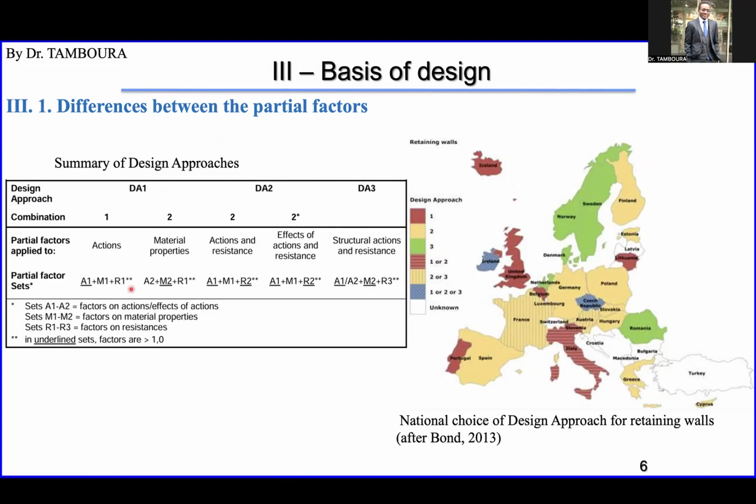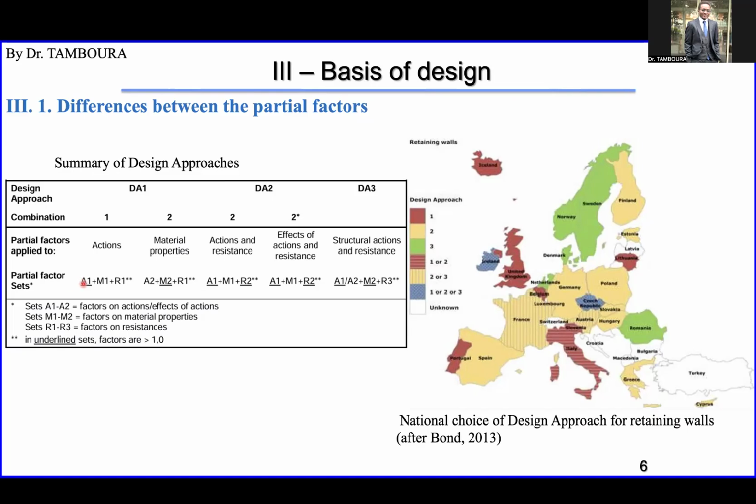I think we did explain all this in the previous program of Eurocode. Please check the YouTube channel, everything is there. Design approach number one has two combinations, combination one and combination two. Design approach number two has two possibilities: applying the partial factor on the action and resistance, or on the effect of the action and resistance. And then we have design approach number three. The values of the partial factors are different in each.